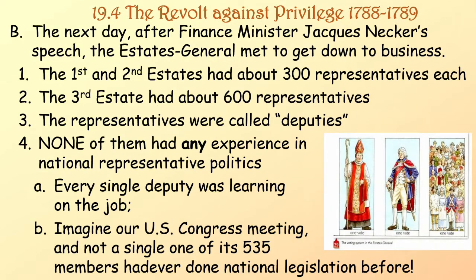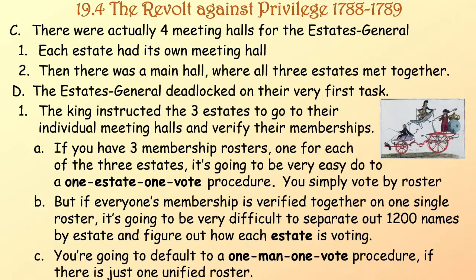The next day, after Finance Minister Jacques Necker's speech, the Estates General met to get down to business. The first and second estates had about 300 representatives each. The third estate had about 600 representatives, and these representatives were called deputies. None of them, not one, had any experience in national representative politics. Where would they get that experience? So every single deputy in that hall was learning on the job. Imagine our U.S. Congress meeting, and not a single one of its 535 members had ever done national legislation before. Maybe that's not so hard to imagine.